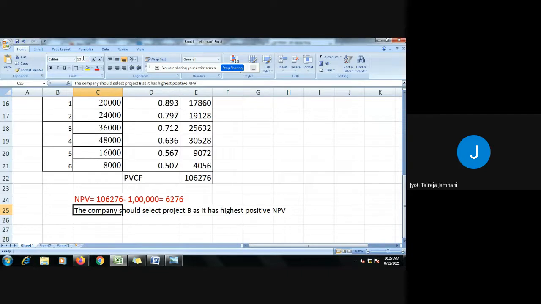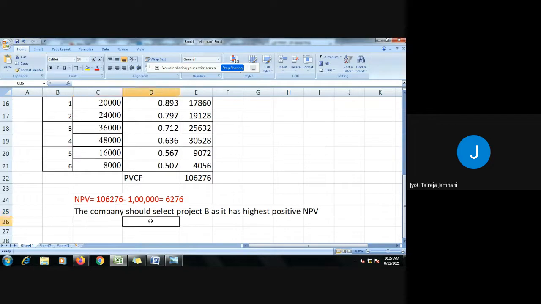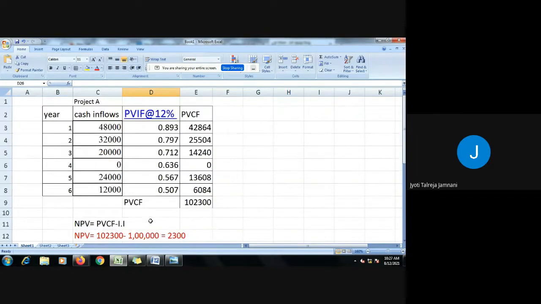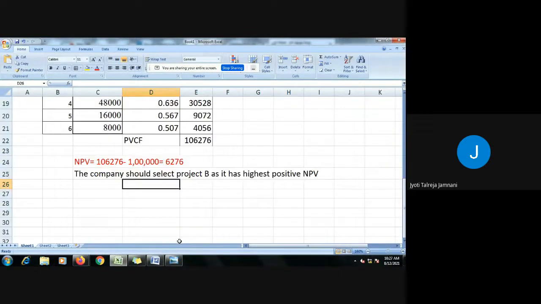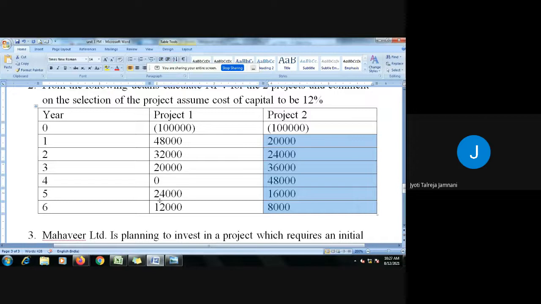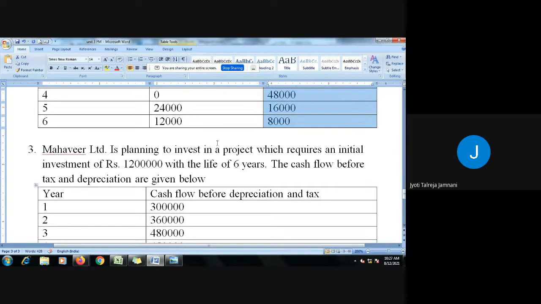Okay, so this was the problem on how to find the NPV and how to write the comment. So we have done it for project A and B both. Let's go to the next sum. If anybody has any doubts in this problem, please ask.